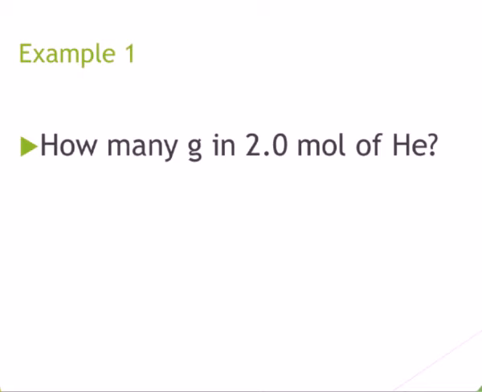What's the first step I want to do? Given. The given, guys. Get in that habit of calling it a given. It's going to make a lot more sense and help us out when we get to stoichiometry after Christmas break. So our given, we have 2.0 moles of helium.